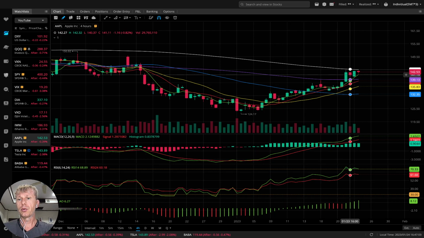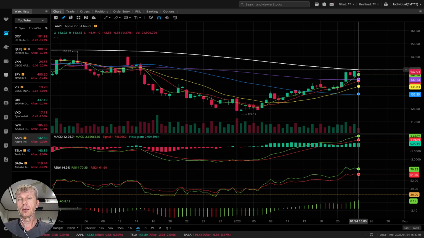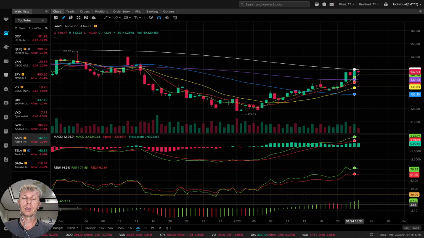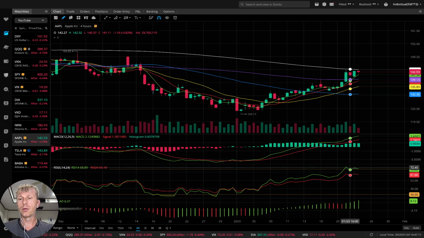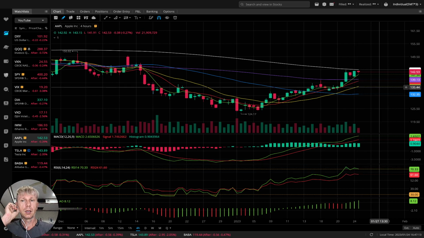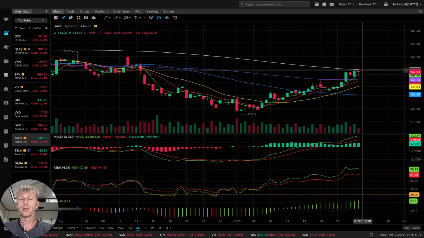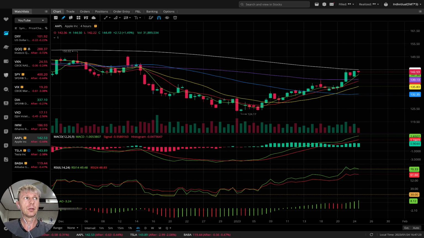It touched the MA200, and the MA200 is a strong resistance. Still bullish signal on all indicators. On RSI it's overbought. It can change direction and can get rejection from MA200, from the white line. Bullish trend on 4 hours also.